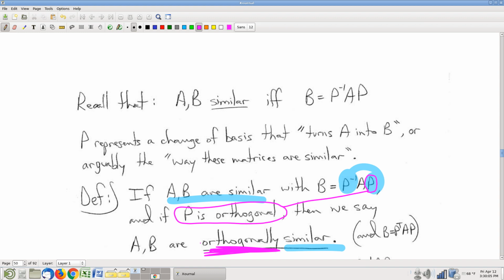So this is a kind of grammatical pattern that you could really apply to lots of different adjectives. Any special feature that you might note about the matrix P very reasonably becomes an adverb describing the nature of the similarity.